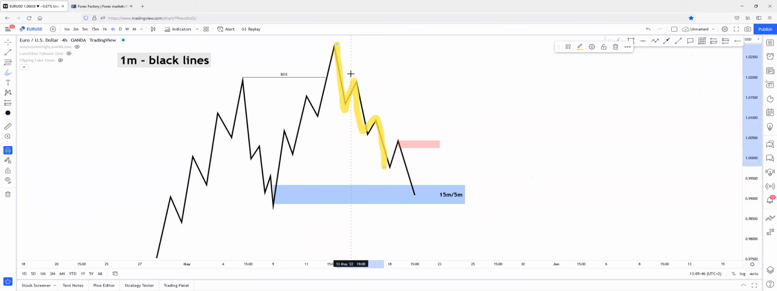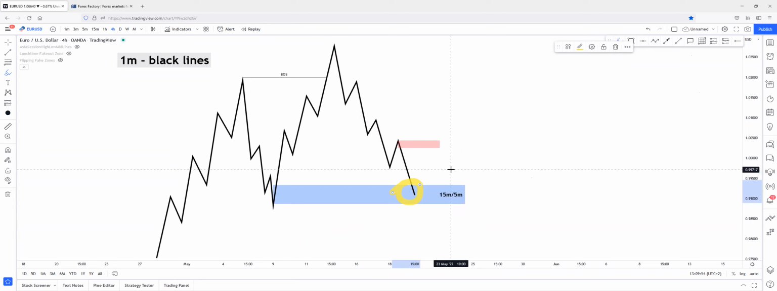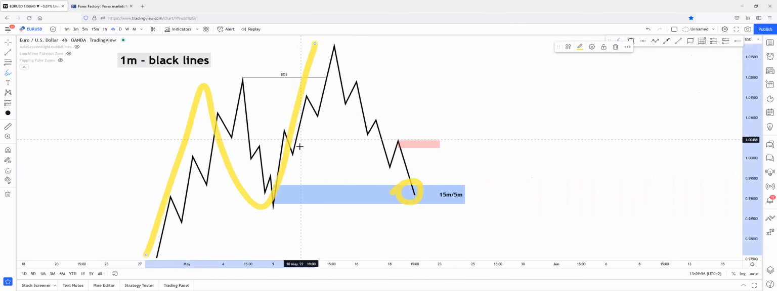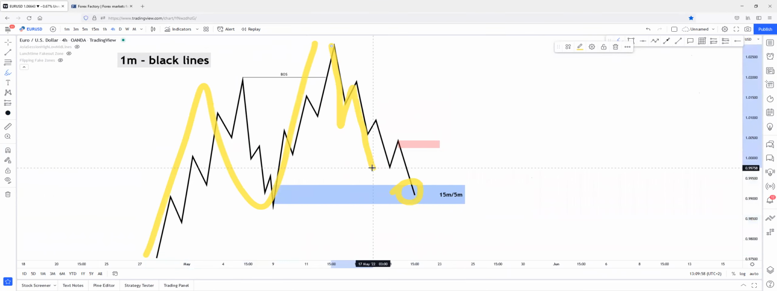So if the pullback phase ends and taps into, for example, a 15-minute/5-minute demand zone, and it changes character and creates a flip zone, that will be the highest probability setup for you to enter. You're following the 15-minute main structure, and you are waiting for the break of the 1-minute counter trend structure. If the 1-minute counter trend structure breaks, you'll be able to enter a long position on the pro trend side. This will be the pro trend side if this supply zone breaks.